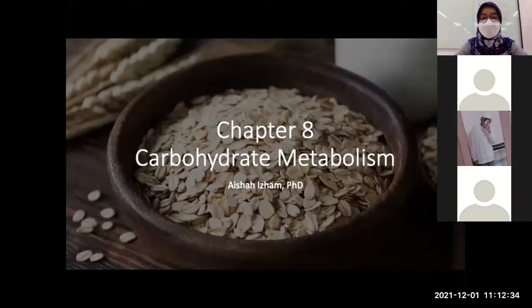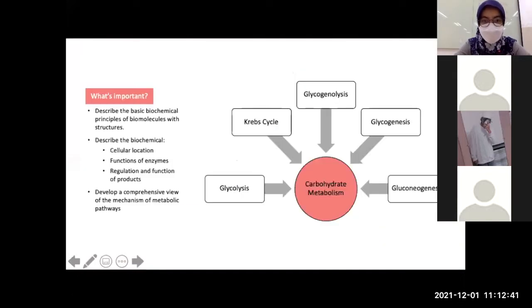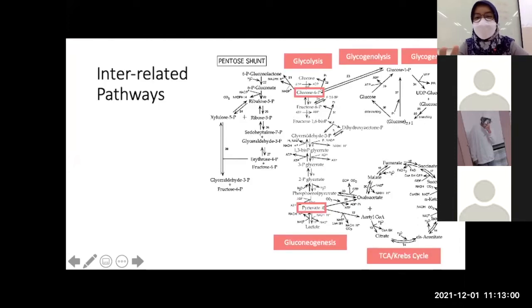Okay, so we went through lipid metabolism yesterday. So today would be carbohydrate metabolism. These are the 5 pathways in carbohydrate metabolism: glycolysis, Krebs cycle, glycogenolysis, glycogenesis, and gluconeogenesis. Just to give you an overview, don't panic seeing these pathways, but all of these pathways are actually interrelated.